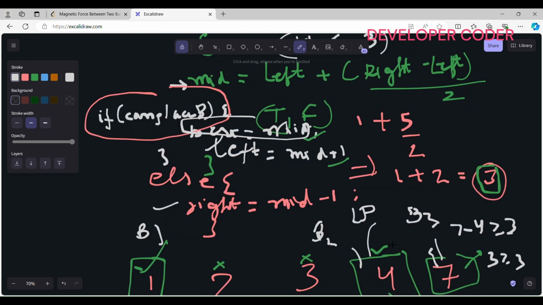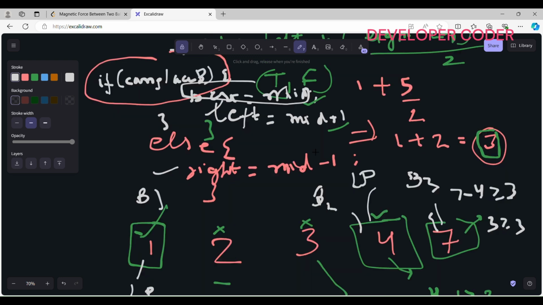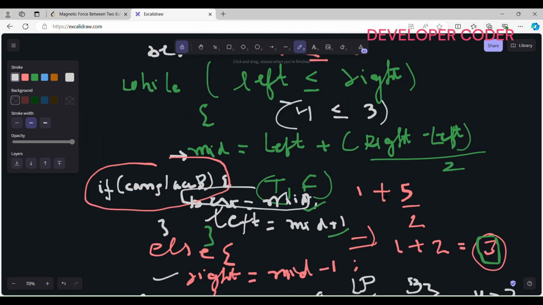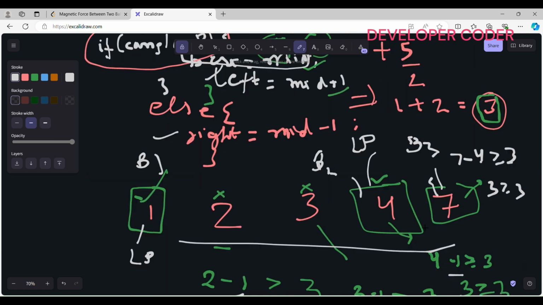So now I have to just return the last stored value of best. So what was the last stored value of best? It is nothing but the 3. Here we are going to place all the 3 balls perfectly. So that is why my best was 3. So here in the end I have to just return the 3. Okay, so this is going to be my approach.